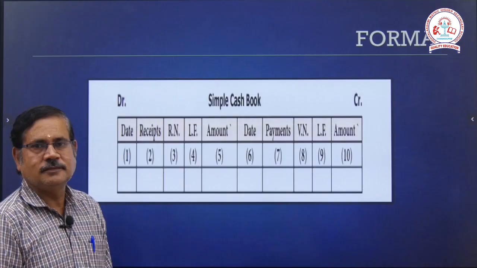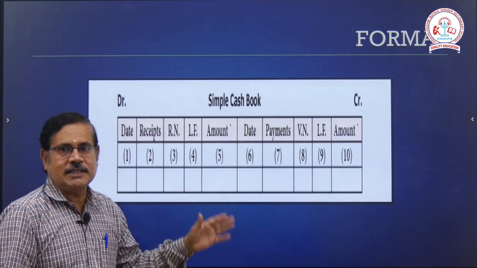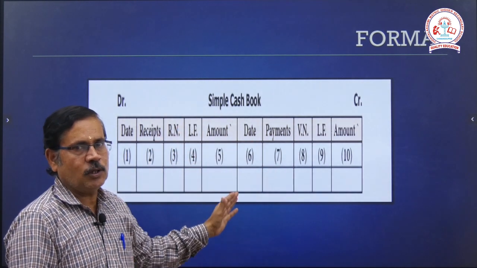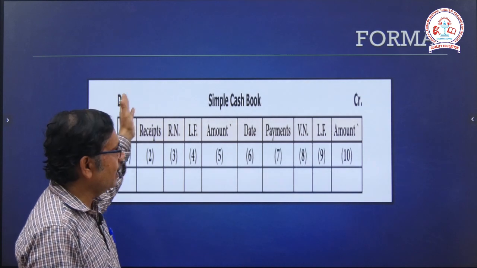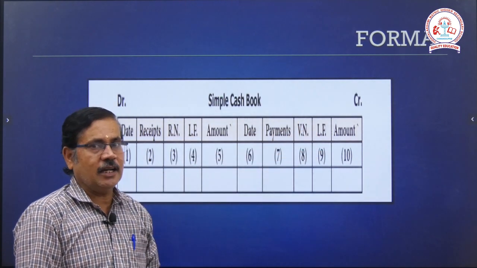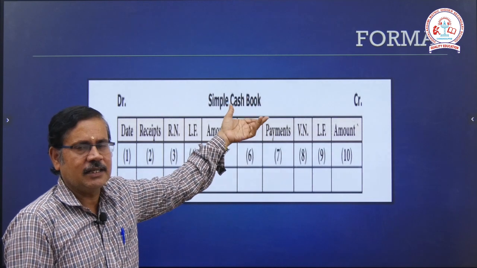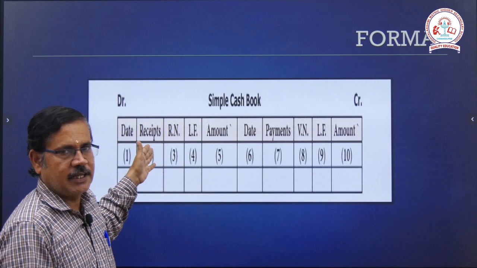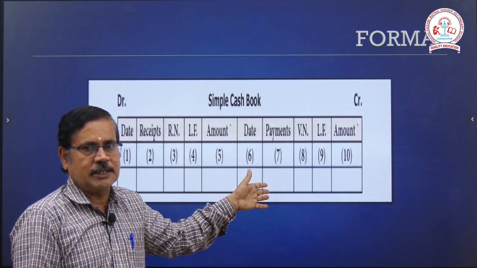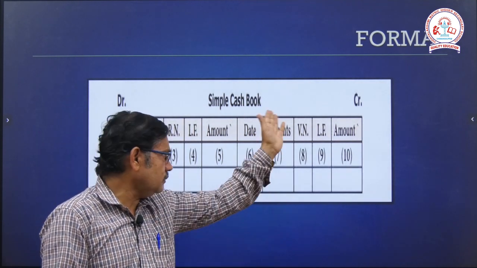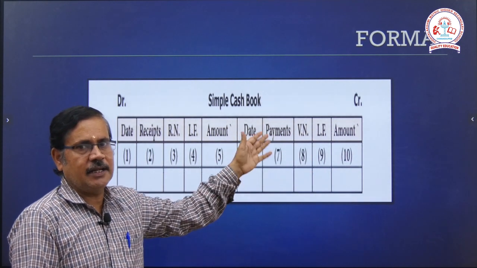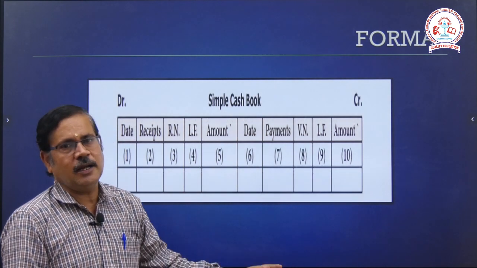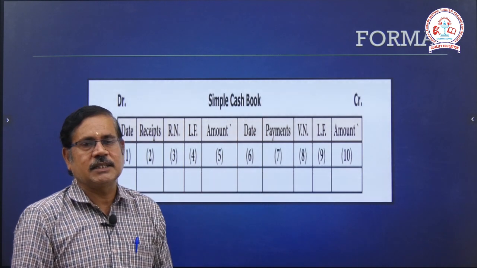Now, we will see the next heading, the simple cash book. In this simple cash book we have a debit side and a credit side. As in our ledger book, in the left hand corner you write DR and in the right hand corner you write CR. In the middle you write the name of the book, simple cash book. What are the columns on the left hand side? Date, receipt (particulars), receipt number, LF number and amount. And on the credit side we create date, payment, voucher number, ledger folio number and amount. So, this is the format for our single column cash book.